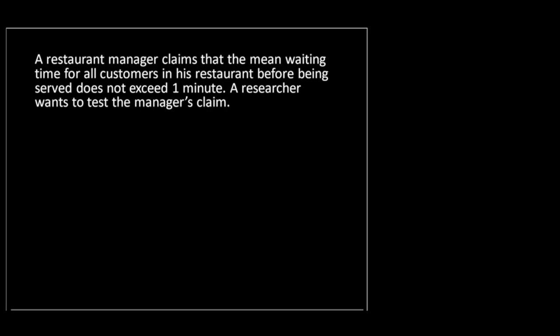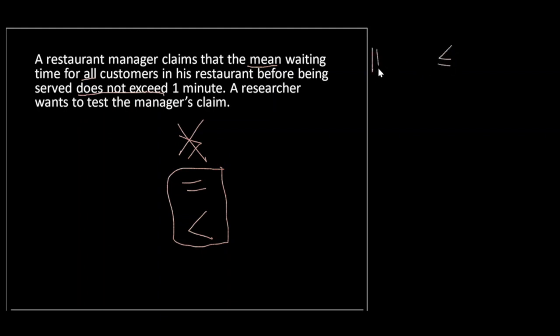A restaurant manager claims that the mean, again the mean, waiting time for all, so all population mean, all customers in his restaurant before being served does not exceed 1 minute. Okay, this is interesting. Does not exceed. What does it mean? So we have exceed or greater than, we have equals to, and we also have less than. Does not exceed means we don't want it to exceed, which means we want both of these, which is equal and less than. So less or equals to contains the equal sign. This goes to the null hypothesis.